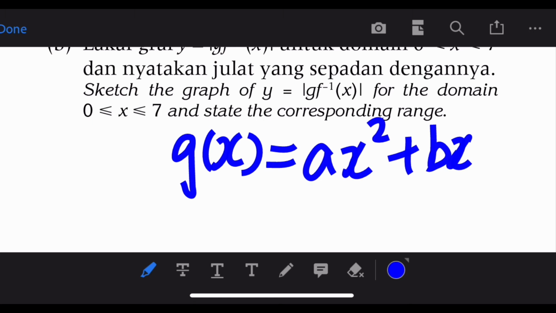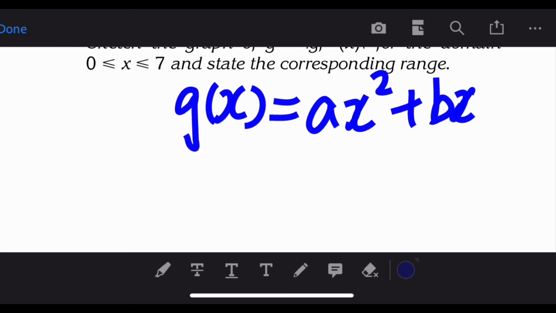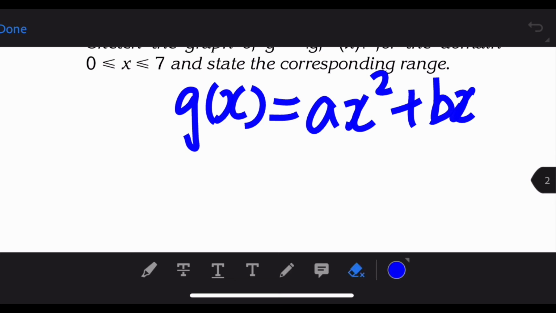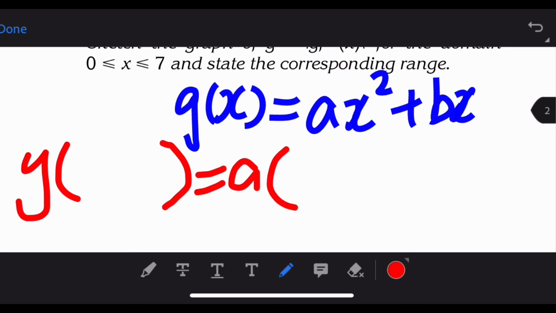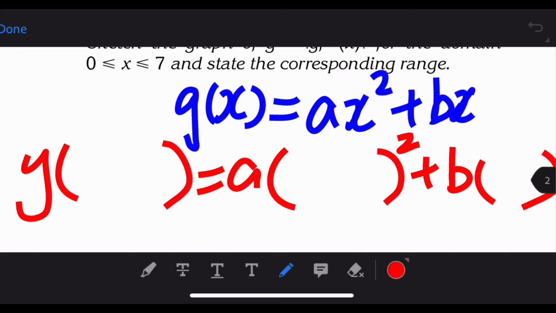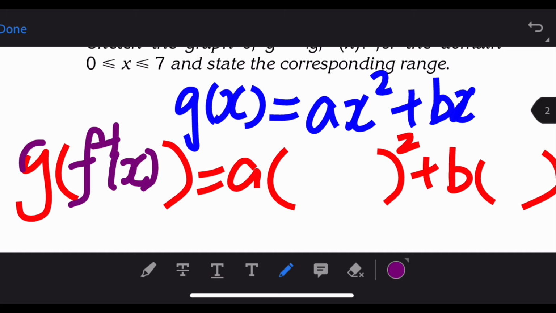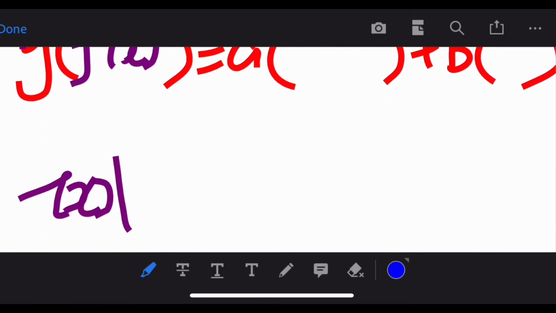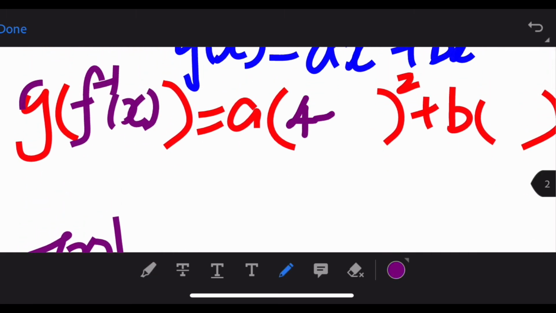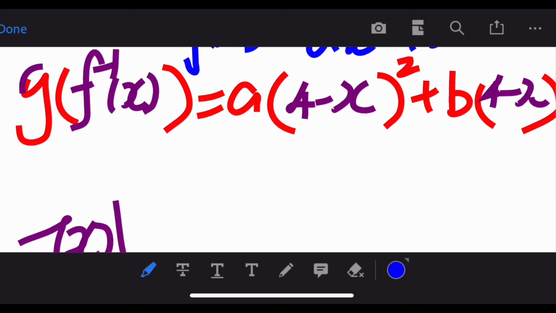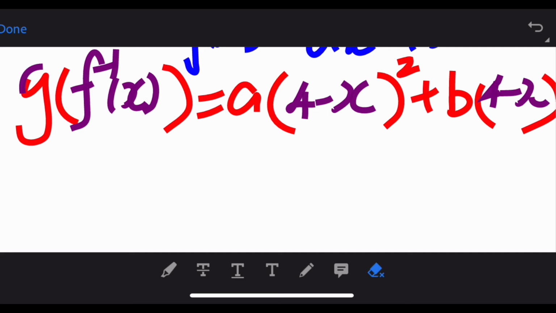Right, so let's substitute. We are going to substitute g as a square plus b. The one that I leave blank, you will substitute with the f inverse. Just now I have found the f inverse, which is 4 minus x. So 4 minus x and then 4 minus x. We need to simplify before we can do comparison.